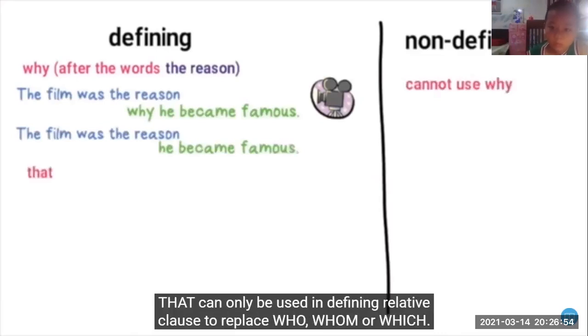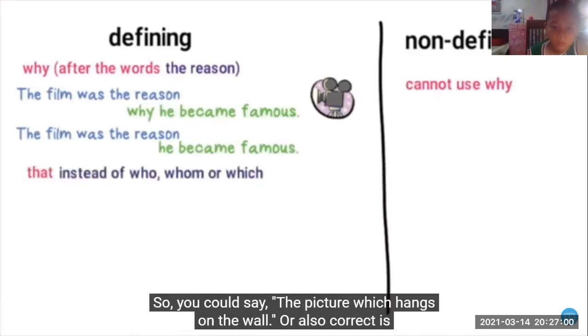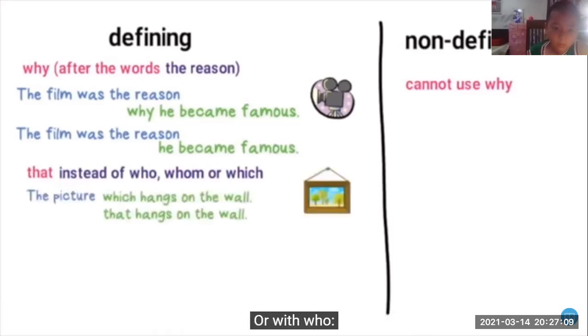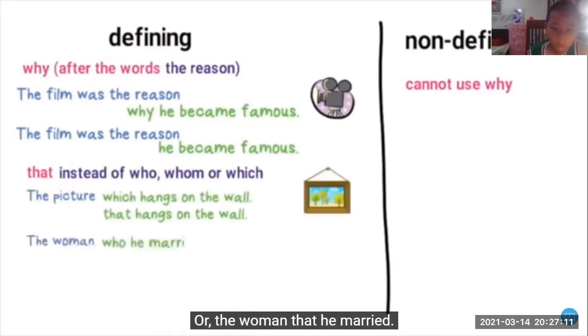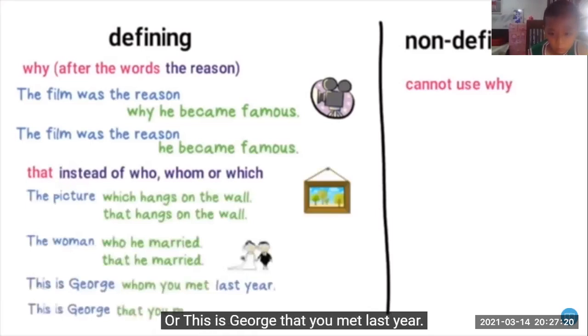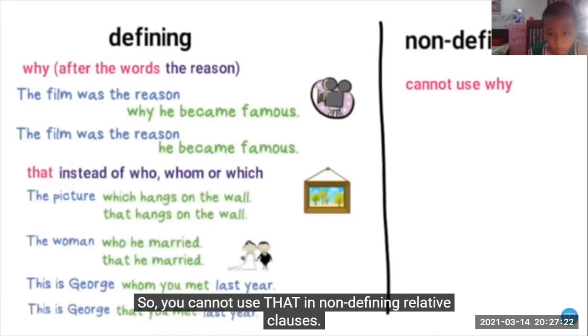That can only be used in defining relative clauses to replace who, whom, or which. So you could say the picture which hangs on the wall, or also correct is the picture that hangs on the wall, or with who, the woman who he married, or the woman that he married. Or this is George whom you met last year, or this is George that you met last year. Equally correct. So you cannot use that in non-defining relative clauses.